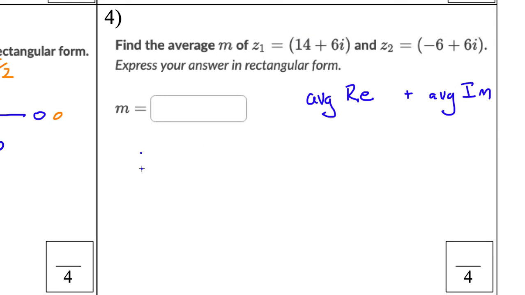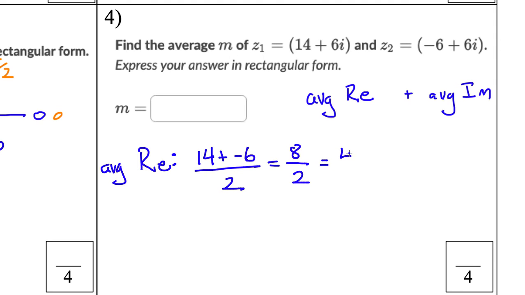So I say, okay, for the reals, I'm technically finding the average of the reals. I'm saying 14 plus this negative 6. I add the two numbers and then divide by 2. So 14 minus 6 is 8, and 8 divided by 2 is 4. So I have my first component, 4.